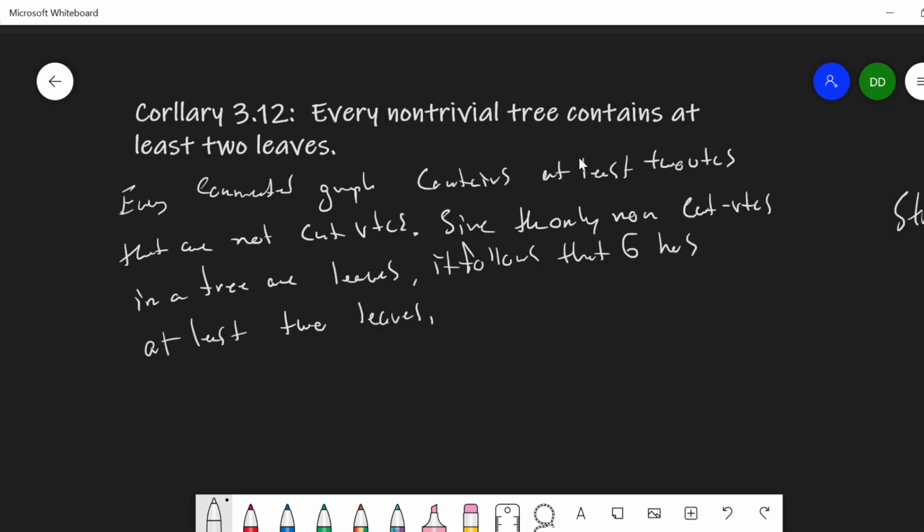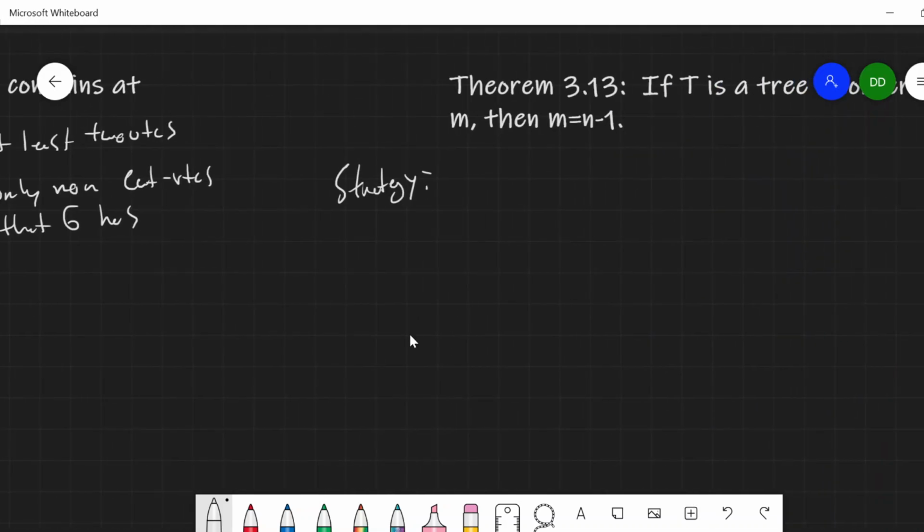The idea is that I can remove a leaf from the tree, and since it's not a cut vertex, the remaining graph will still be acyclic and it'll still be connected. Which means I can go from order n to order n minus 1 and preserve the property of being a tree. Now, whenever I can remove a vertex and still retain the properties I want, that means I can use induction. And so the idea here is to use induction.